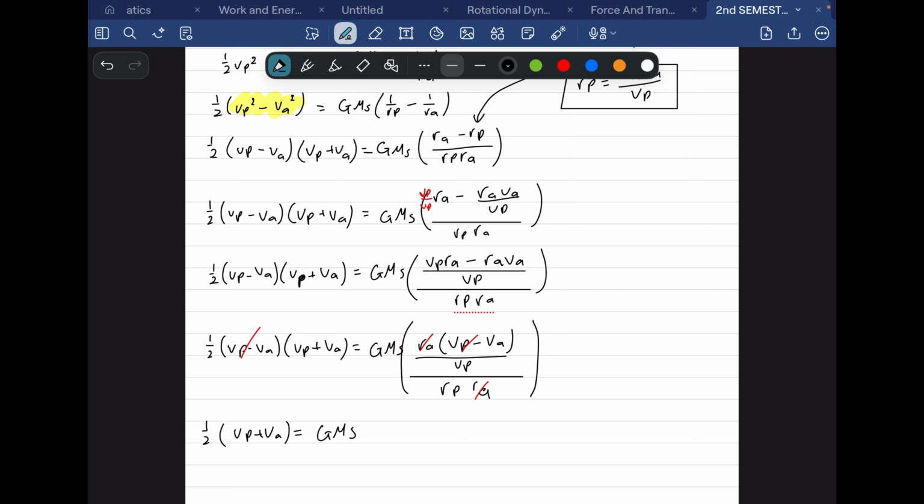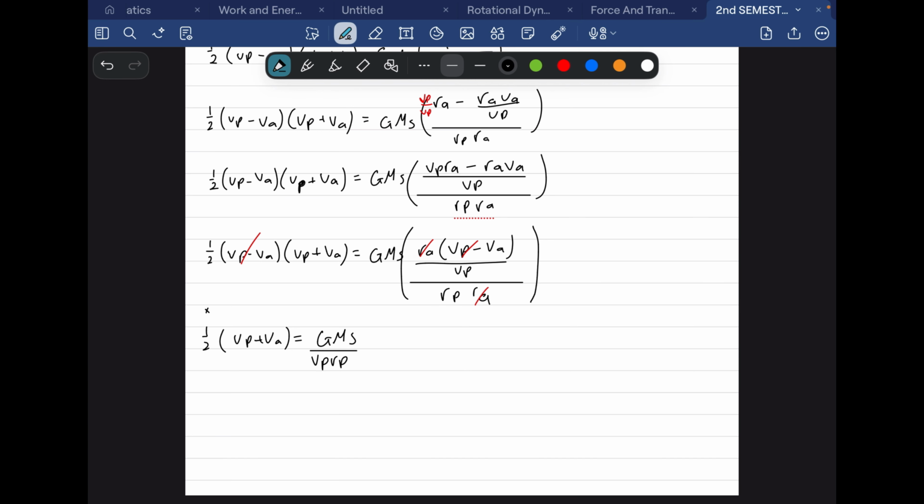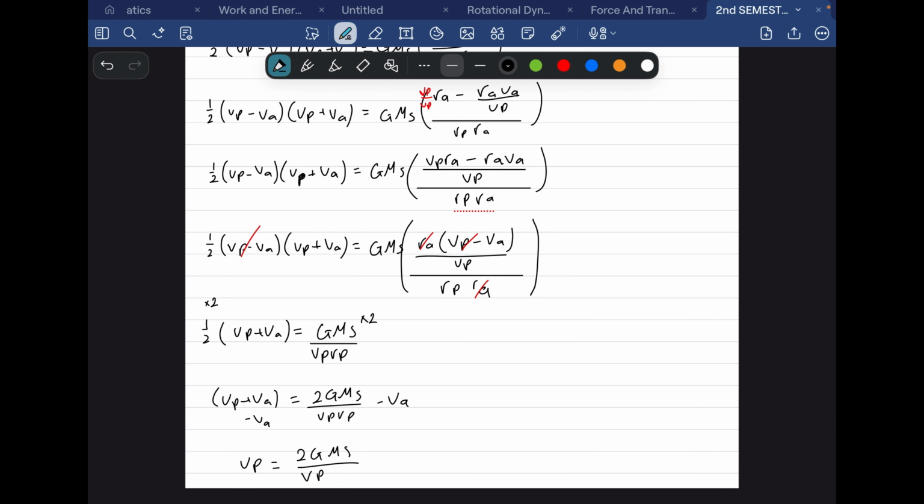over VP RP. Then multiply both sides by 2. So VP plus VA is equal to 2 GMS over VP RP. Then minus VA. So you get VP is equal to 2 GMS, mass of the sun, over VP RP minus VA, right?